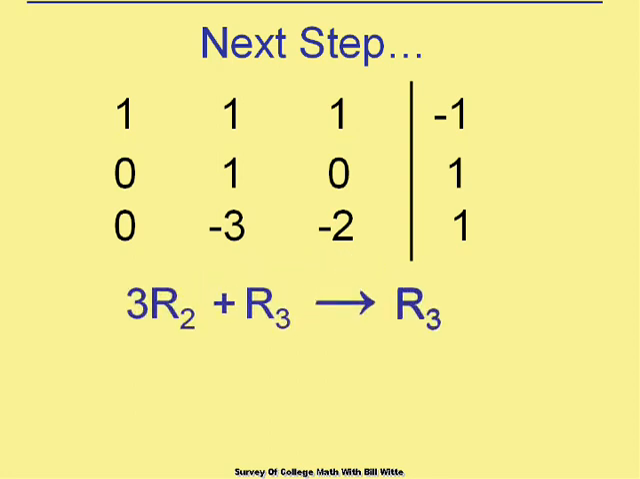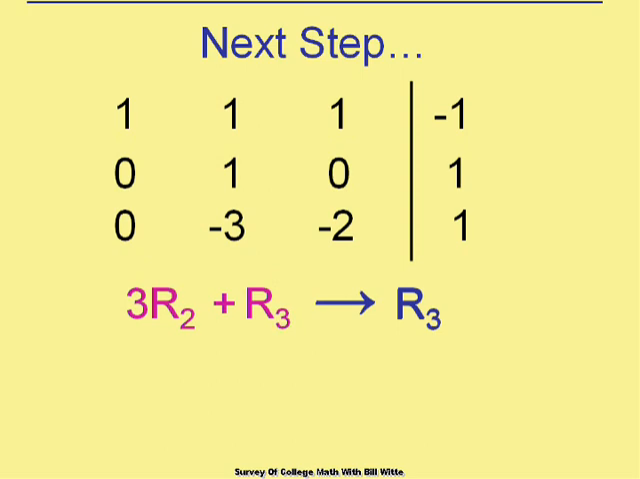Probably need to do something to row 3. He's the biggest mess here. He's got things other than 1s and 0s. I'm going to multiply row 2 by the number 3. Why did I want that? Because I want to get rid of that negative 3 down at the bottom there. I'm going to multiply row 2 by 3 and add it to row 3. And that'll kill that negative 3, won't it?